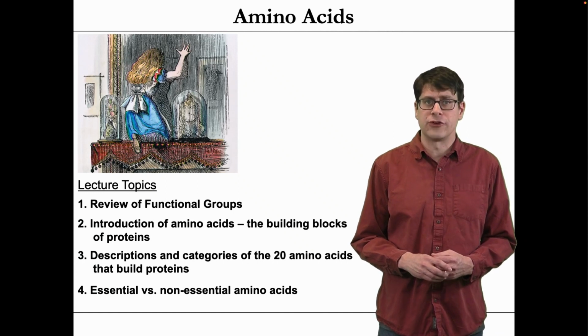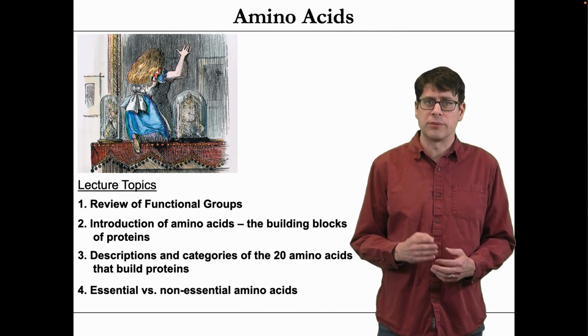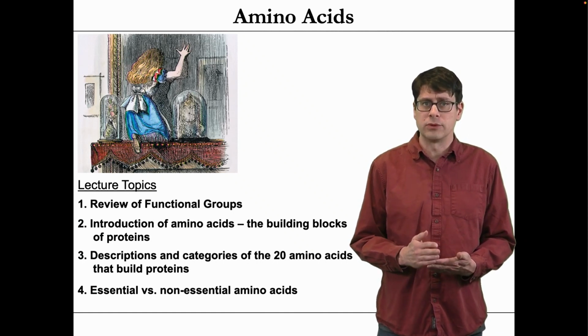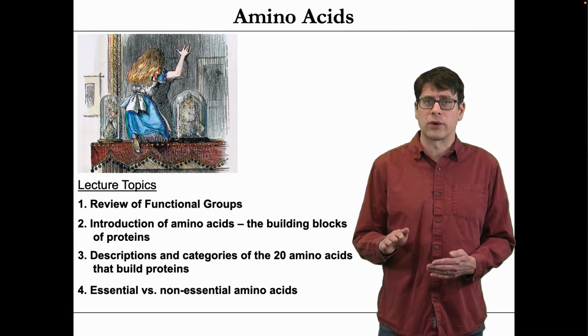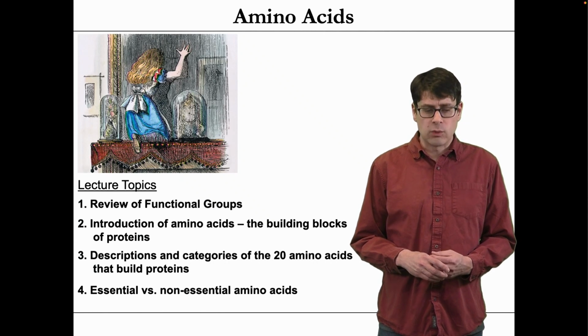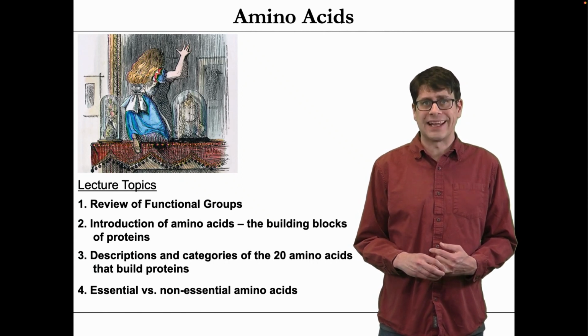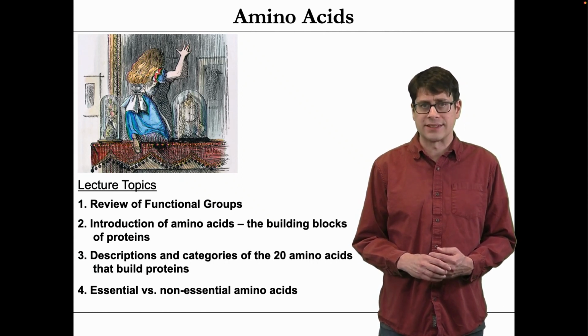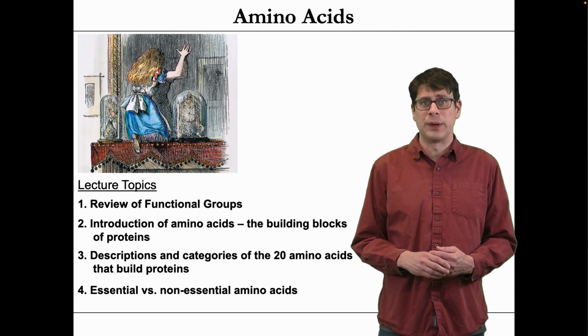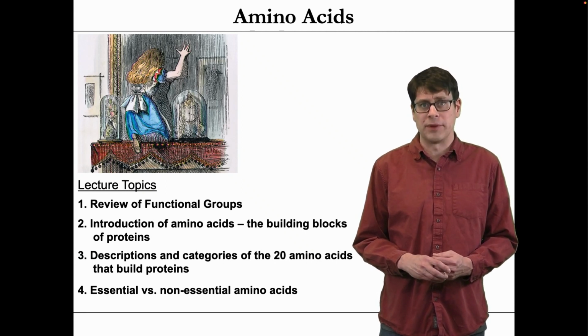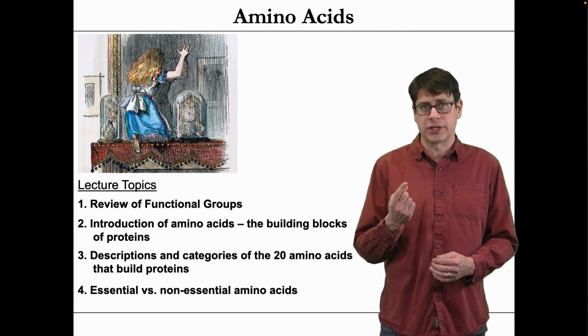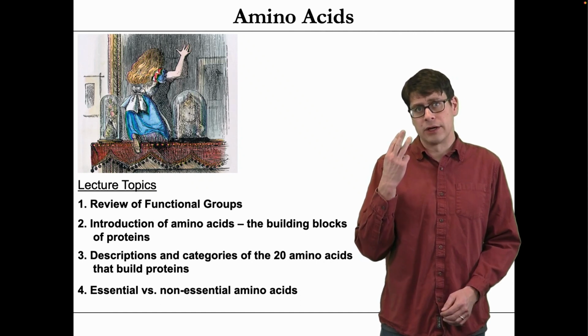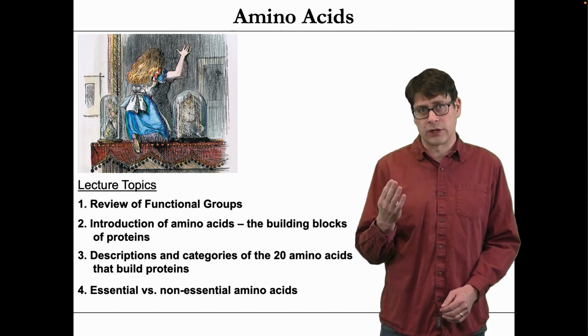Then we'll go into an introduction to amino acids. Amino acids are the building blocks of proteins, and we'll talk about the chemical characteristics that each of the amino acids share. Then we'll go into descriptions and categories of the 20 different amino acids that build proteins. I'll go through this for the majority of the lecture because I want you to remember each of the 20 amino acids: their chemical structure, their full name, their shortened name, and their one-letter codes.